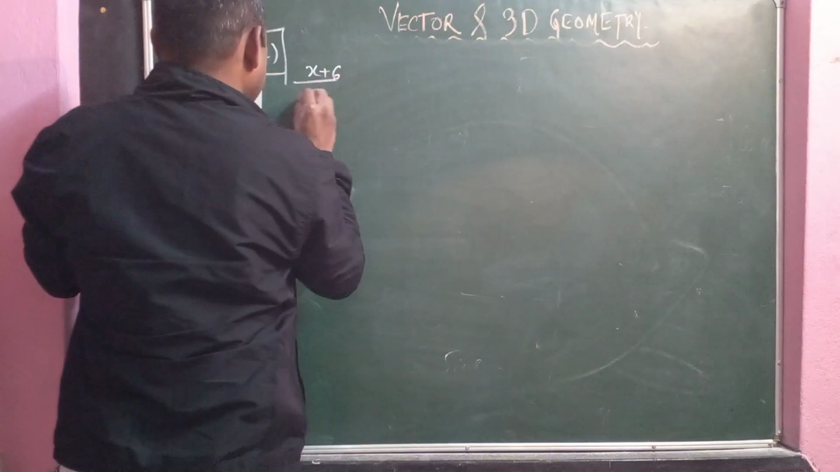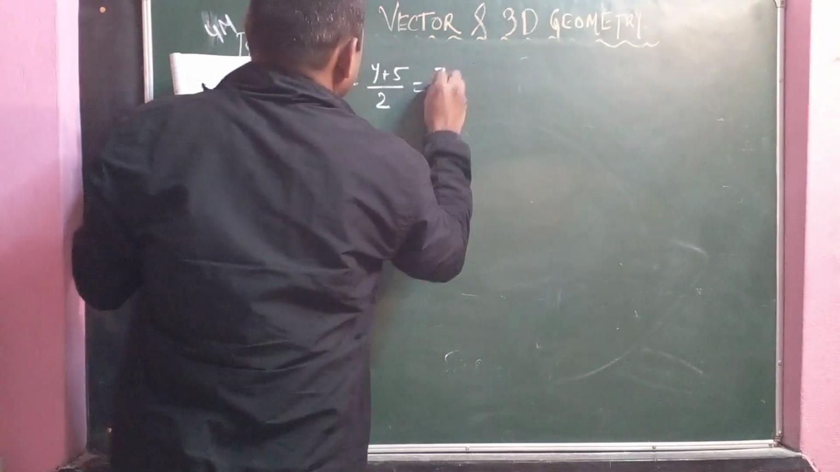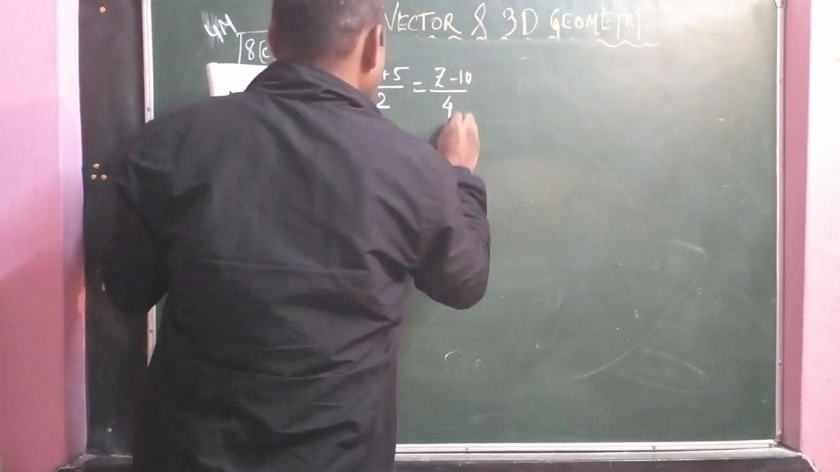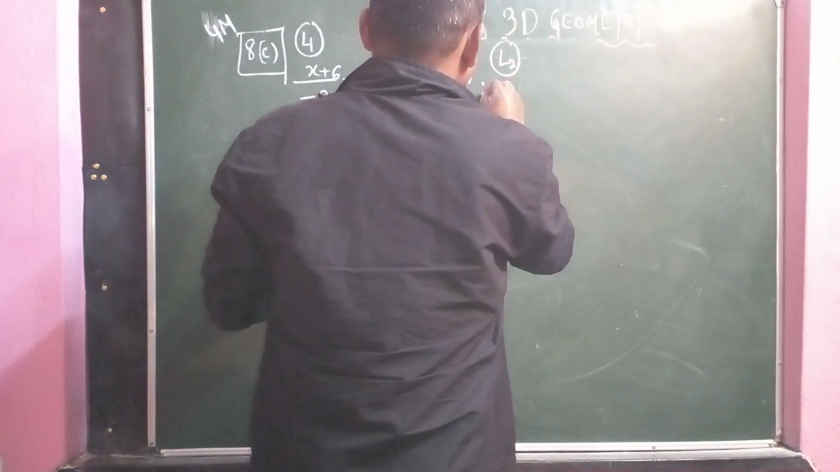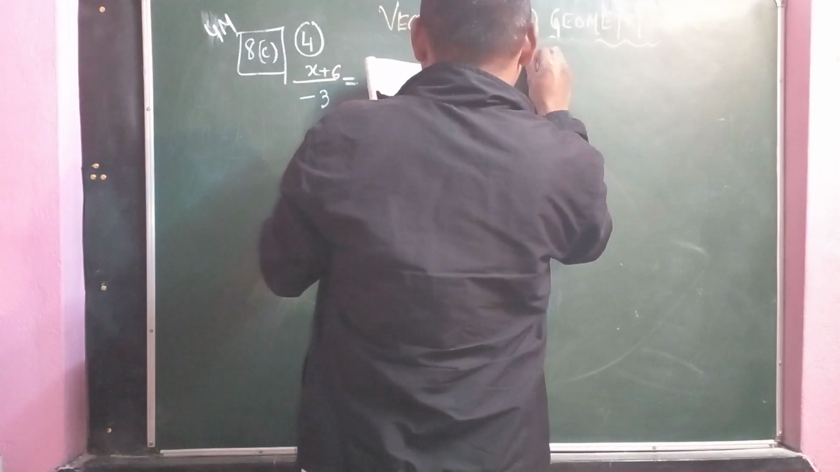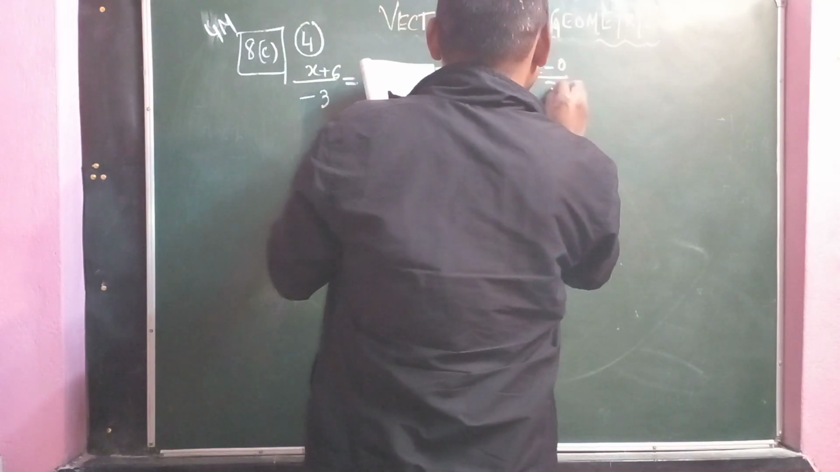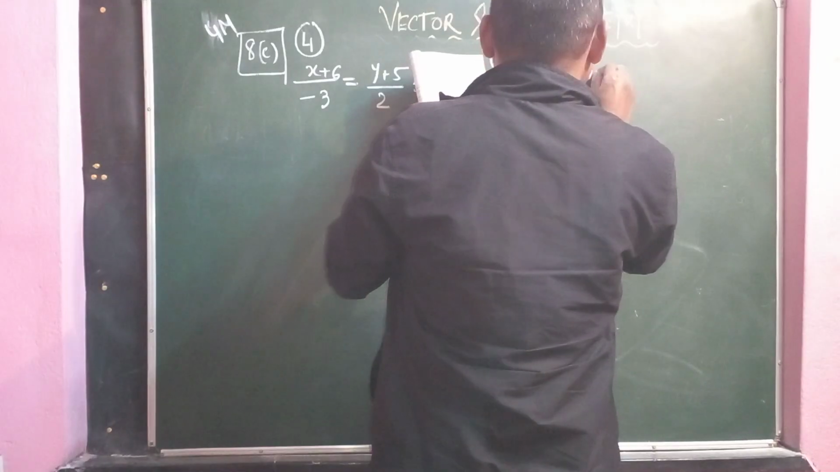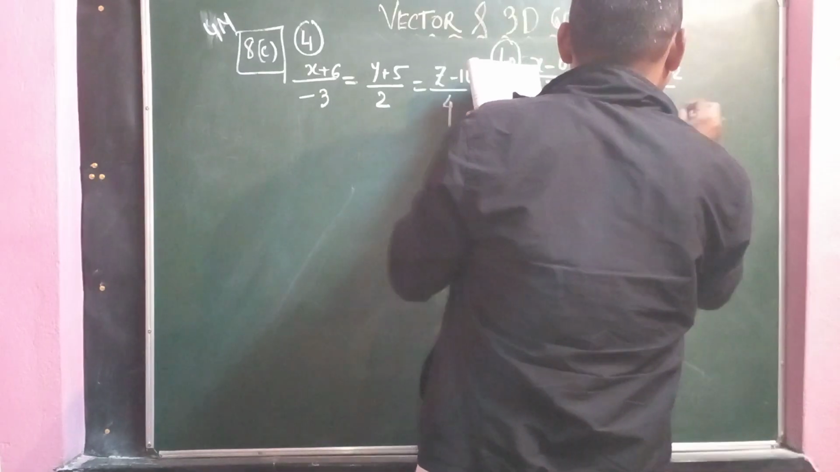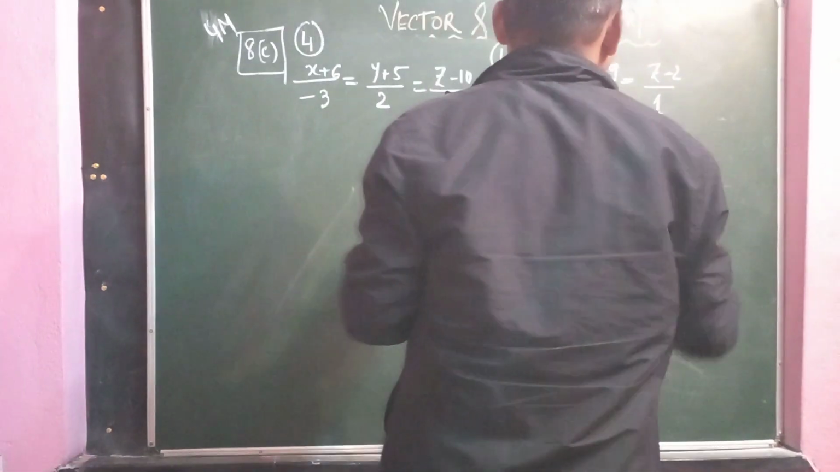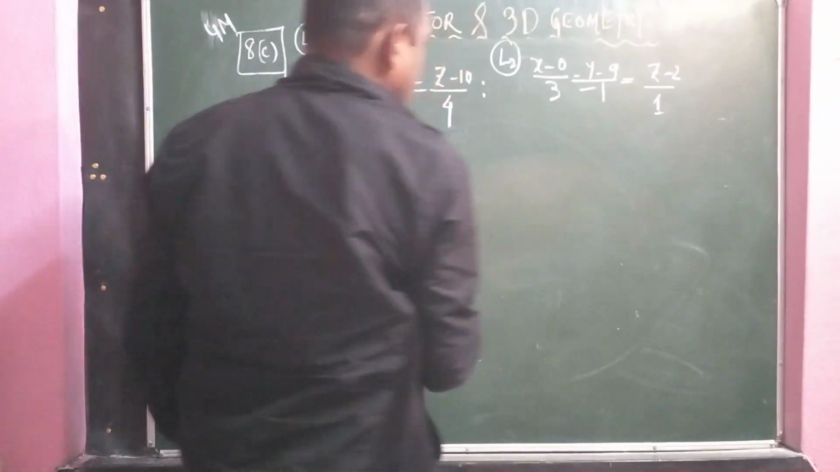X plus 6 by 3, y plus 5 by 2, z minus 10 by 4. Suppose this is L1. And what is L2? L2 is x minus 0 by 3, y minus 9 by minus 1, z minus 2 by 1, this one. Okay. Now see, they want you to calculate the shortest distance between these two lines.